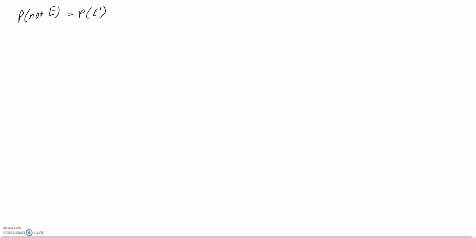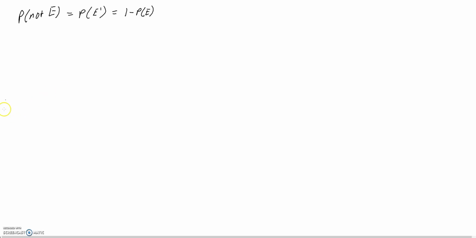Okay. When we're dealing with the probability of E complement, or the probability of not E, this is the same thing as 1 minus the probability of E. Okay. That's because an event and not that event form what are called relative complements to one another. That is to say, if we take them together, then they form our entire sample space. Okay.